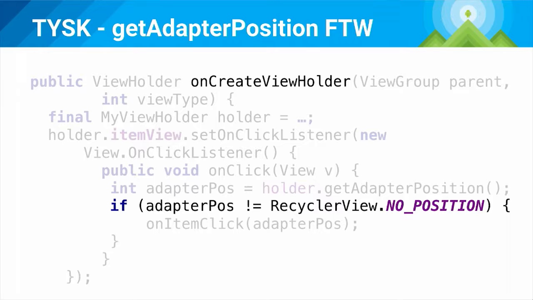And this NO_POSITION check is also important because in a case where an item is deleted but the user is quick enough to click on that item before it is removed from the UI, you will still receive the callback because it's a real view, so you should always check for NO_POSITION.